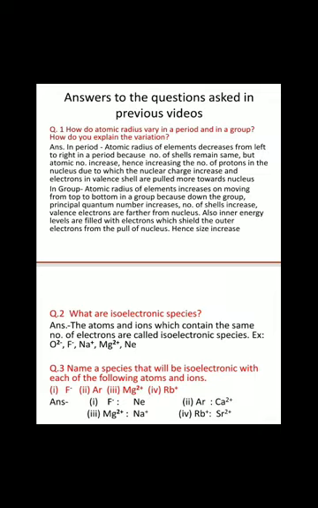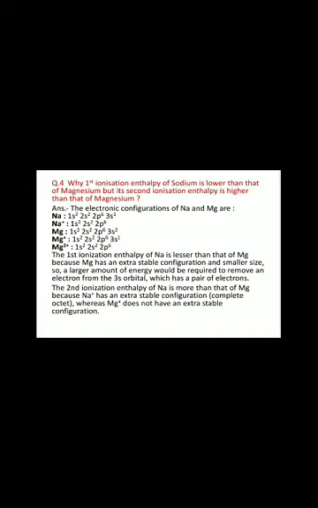Next question was, why is the first ionization enthalpy of sodium lower than that of magnesium but its second ionization enthalpy is higher than that of magnesium? For this we have first written the electronic configuration of sodium, Na+ ion, magnesium, Mg+ and Mg2+. What we see is that the first ionization enthalpy of sodium is lesser than that of magnesium because magnesium has extra stable configuration and smaller size, so it is difficult to remove an electron from magnesium as compared to sodium.